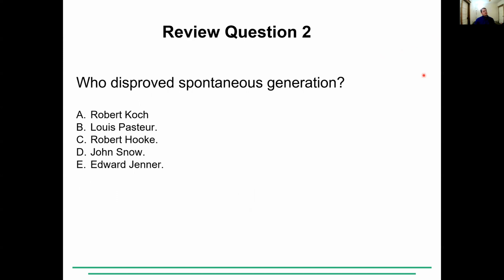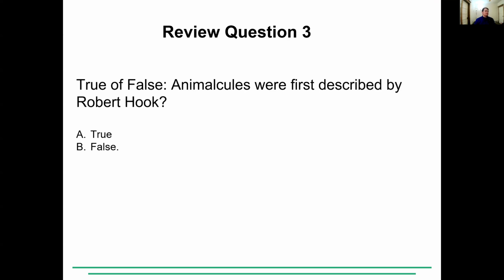So who disproved spontaneous generation? Was it Robert Koch? Was it Louis Pasteur? Was it Robert Hooke? Was it John Snow? Or was it Edward Jenner? I'm going to give you less time for this one because this is pretty straightforward. You can always feel free to pause the video if you need some more time. So the correct answer here is, of course, Louis Pasteur. Remember, he disproved spontaneous generation with the S-shaped flask that he used. He specifically disproved spontaneous generation for microorganisms.